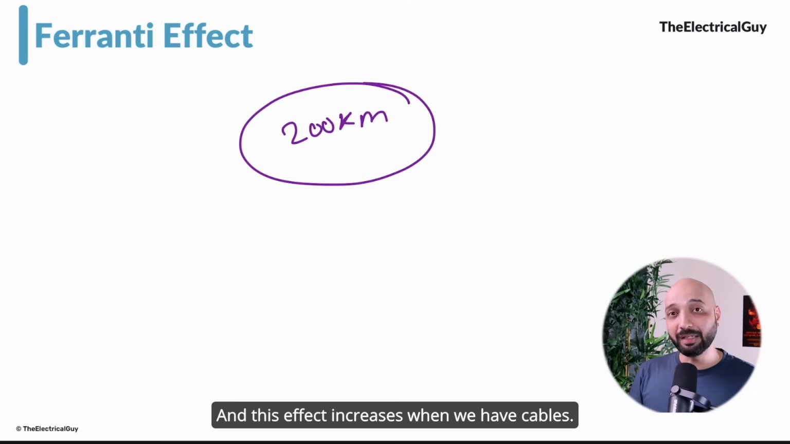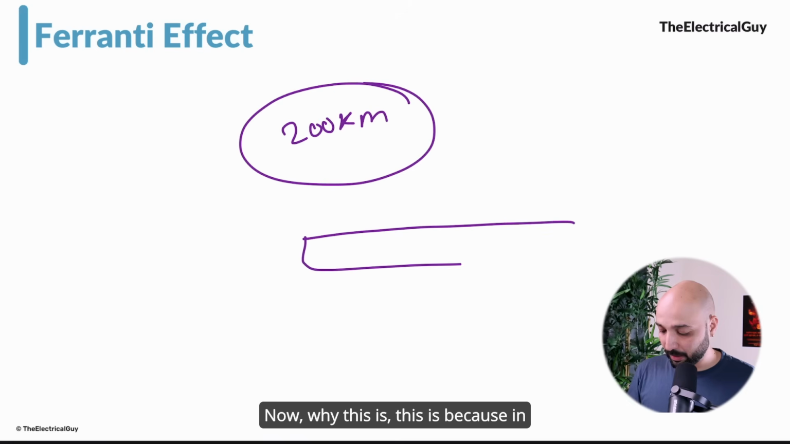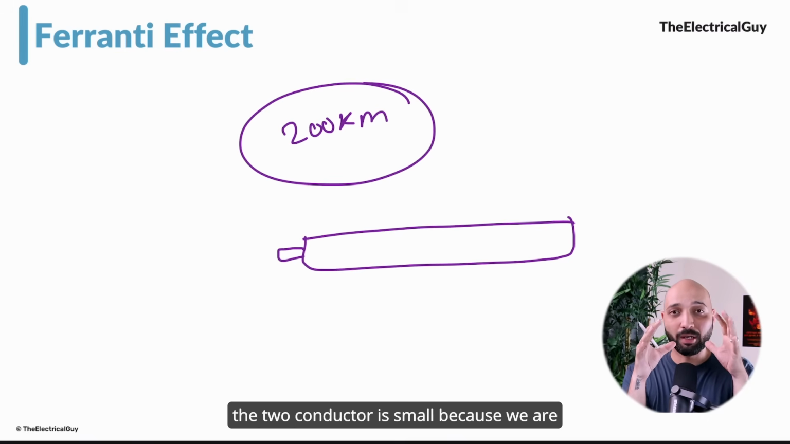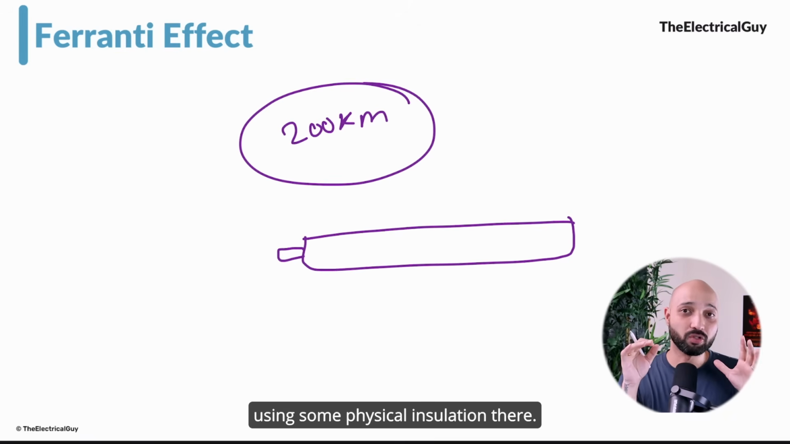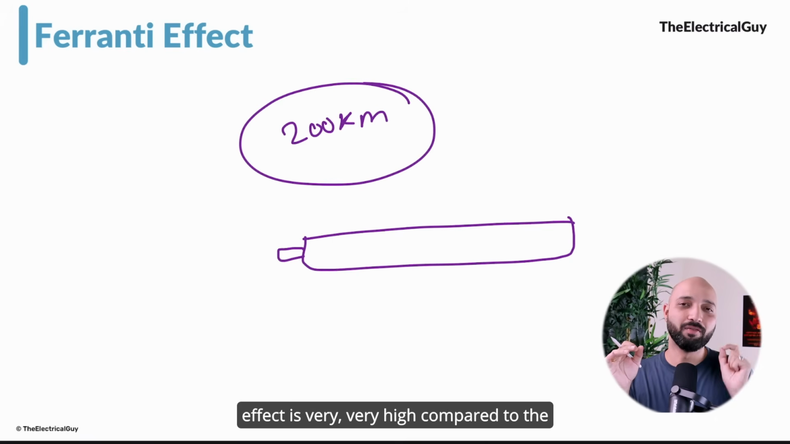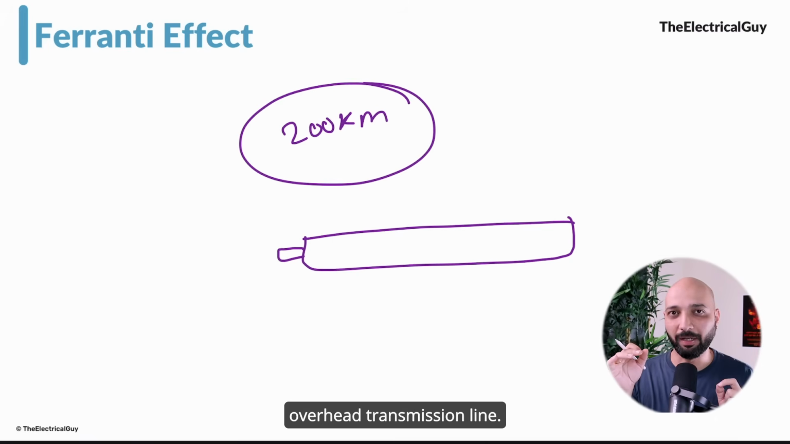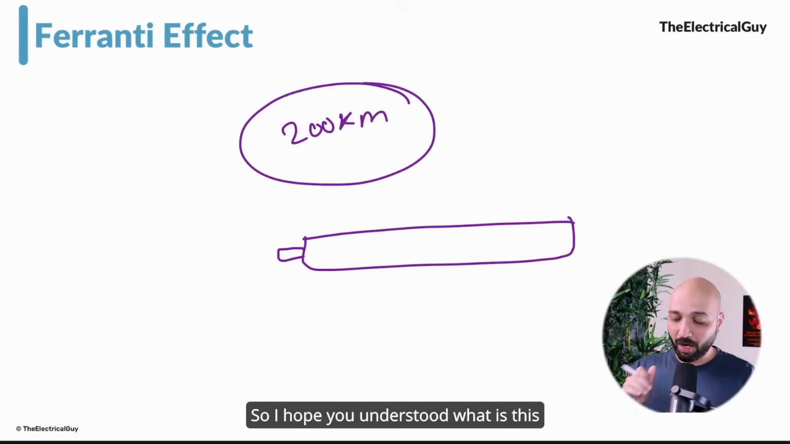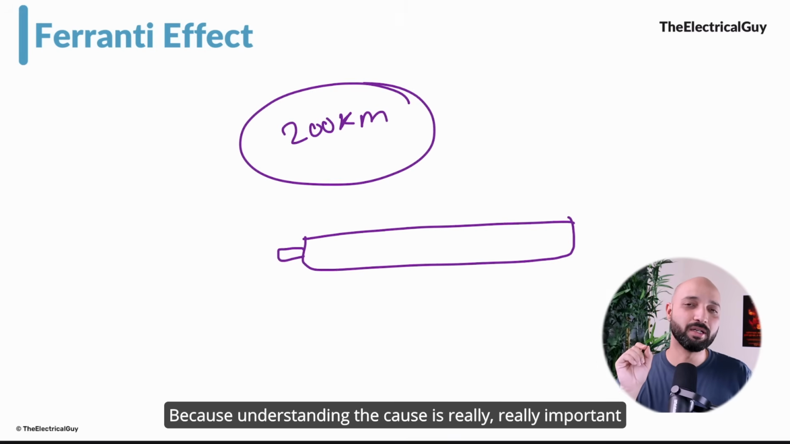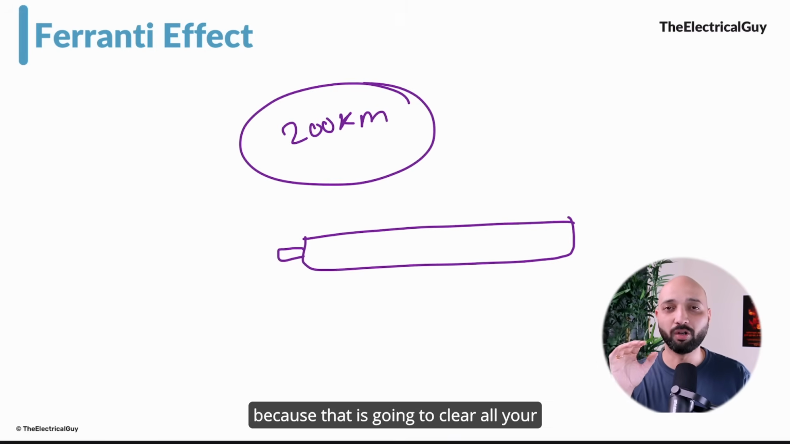And this effect increases when we have cables. Why is this? Because in the cable the distance between the two conductors is small, since we are using some physical insulation there, and that's why on the cable side this effect is very, very high compared to the overhead transmission line. Clear? So I hope you understood what this Ferranti effect is and what its cause is, because understanding the cause is really, really important, because that is going to clear all your basics.